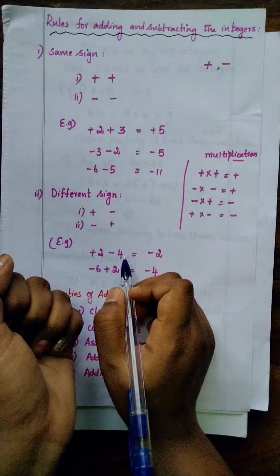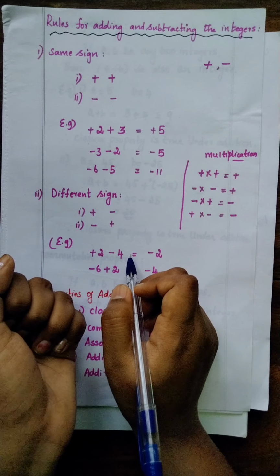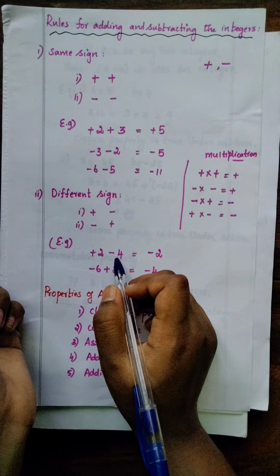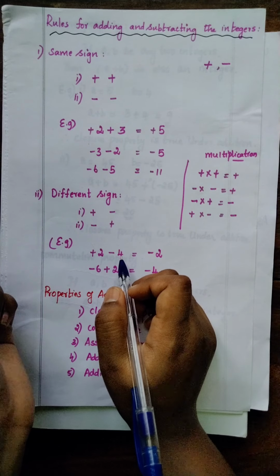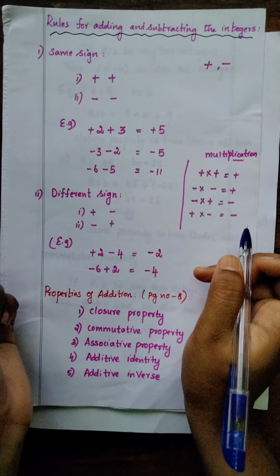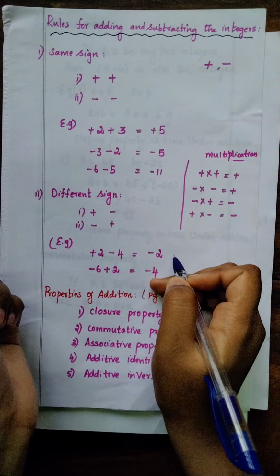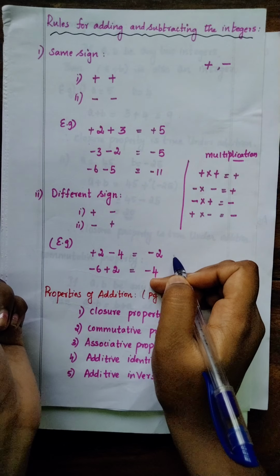Which number is greater here, 2 or 4? The greater number is 4, right? What is the sign for 4? The sign for 4 is minus. So our answer is minus 2. 2 minus 4 is minus 2. Have you all understood? Yes.